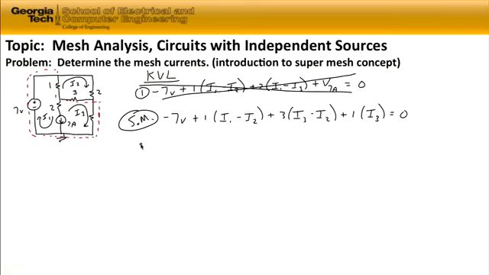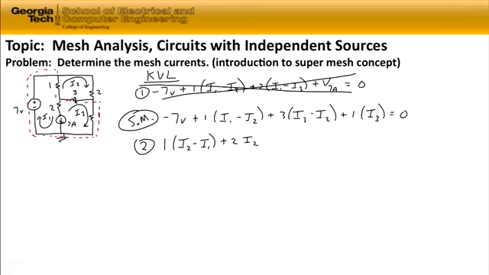Now let's go to loop 2 and do the same thing. We're going to sum up the voltages around loop 2. So we start again at the lower left-hand corner of loop 2, and we encounter the 1 ohm resistor first. It's 1 times (I2 minus I1), since I1 is flowing the opposite direction. We come over and we encounter the 2 ohm resistor on the right-hand side of the circuit. It's going to be plus 2 I2. And then we encounter the 3 ohm resistor.